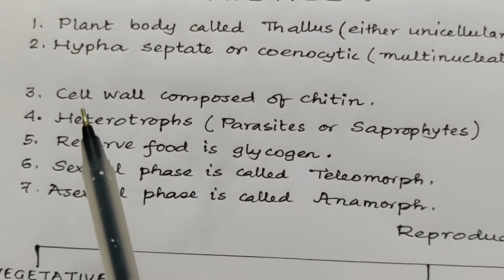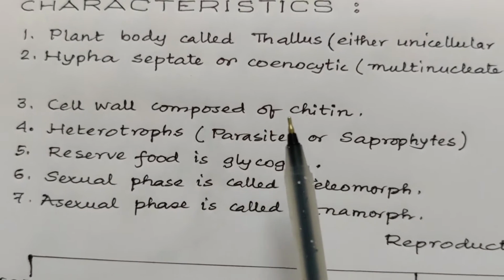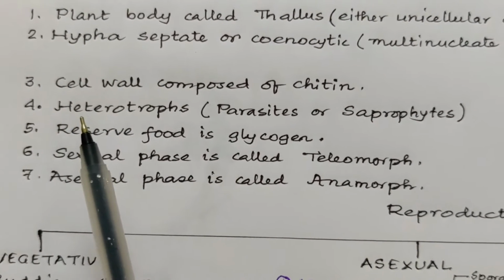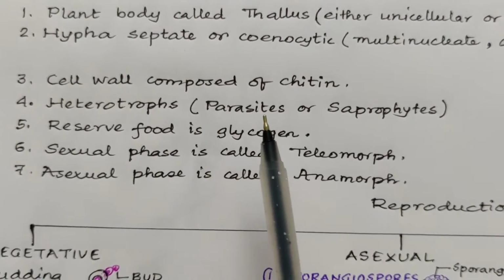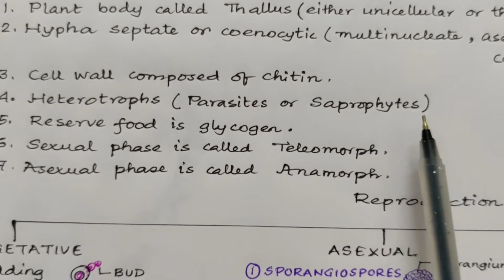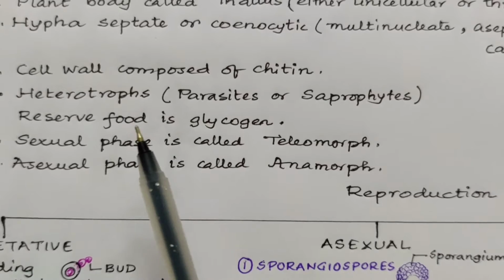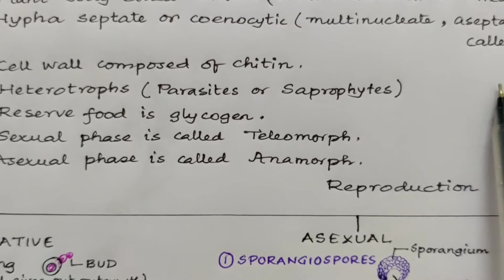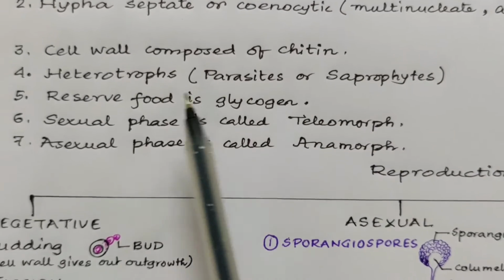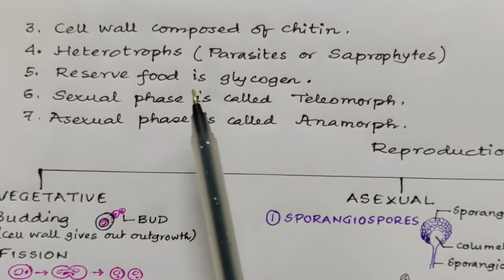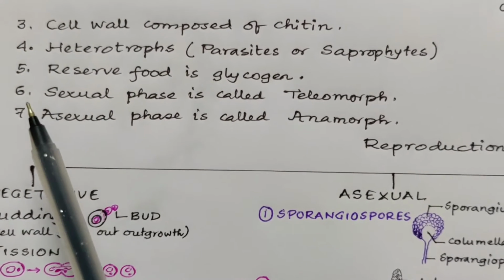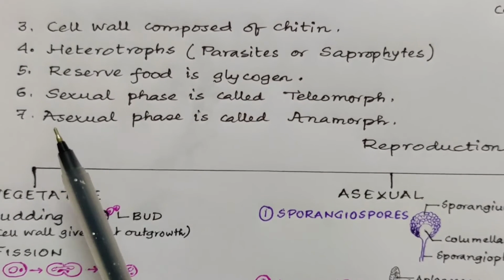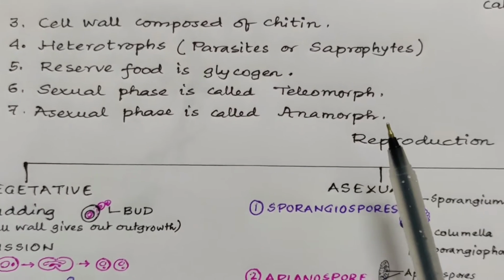Point number 3 is the cell wall of fungi is composed of chitin. Number 4, they are heterotrophic in nutrition. They may be either parasitic or saprophytic or symbiotic. Symbiotic in the sense they may be symbiotic with roots of higher plants or may be symbiotic with algae. Number 5 is their reserve food is glycogen. Number 6, their sexual phase is called teleomorph and their asexual phase is called anamorph.